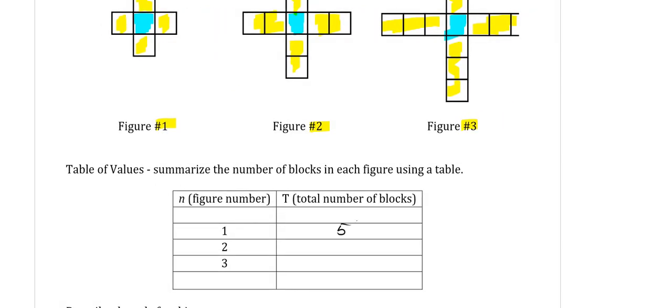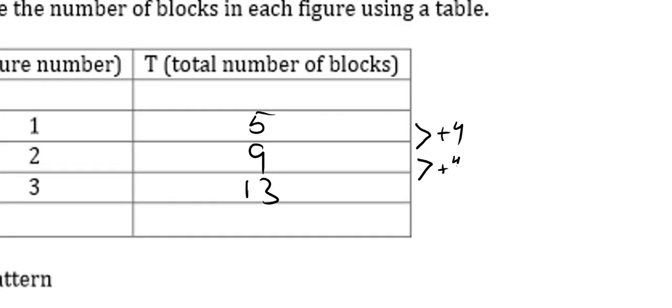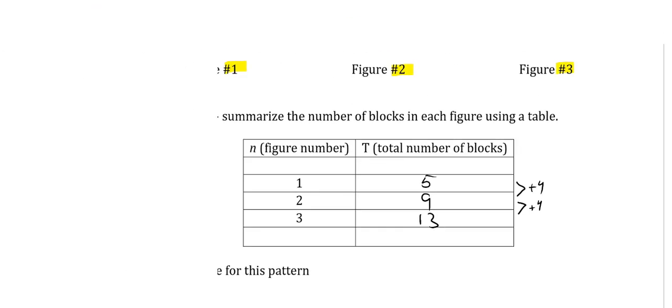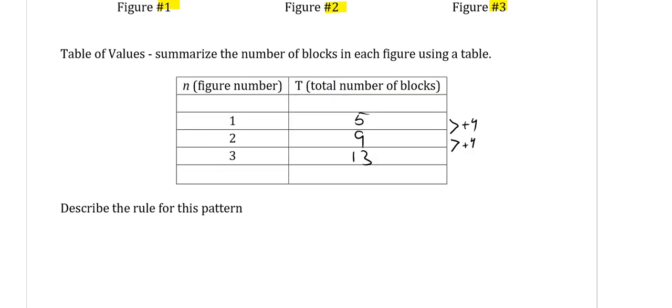So we saw this happen yesterday. We did this table of values. How many blocks in the first figure? 5. How many in the second figure? 9. Third. What's the change? 5 to 9 is adding 4. 9 to 13 is? Elena, what's 9 to 13? What did we do to do that change? What do you think? 4. We added 4 again, right? We're adding 4 every time.